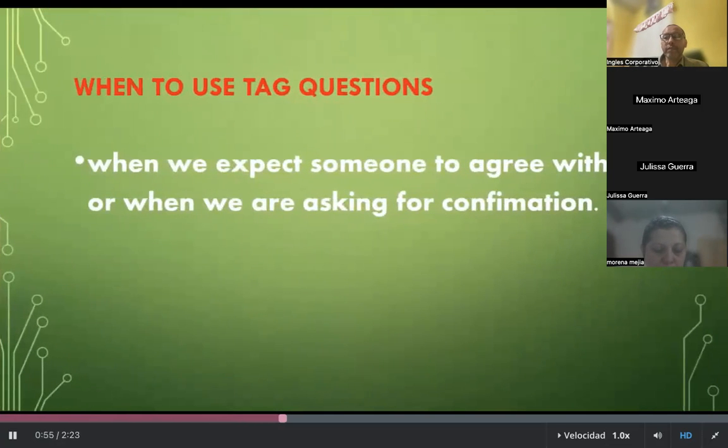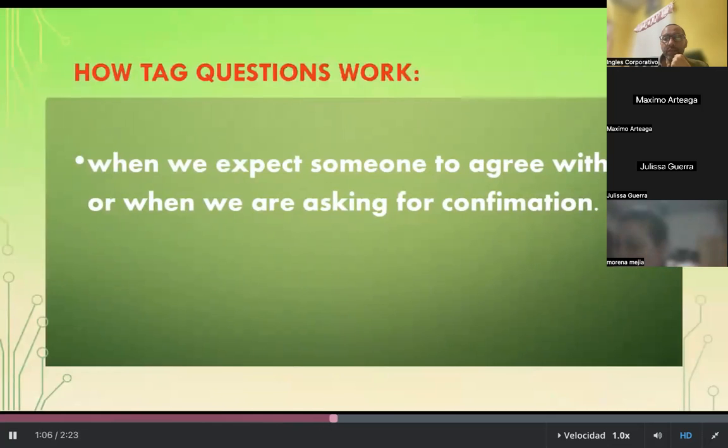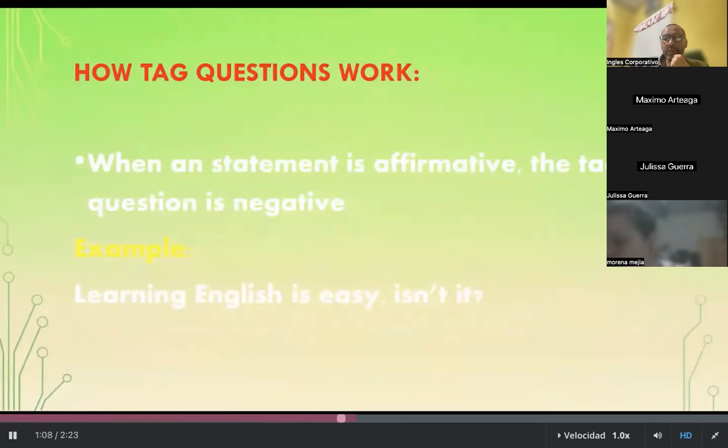I will begin the explanation telling you when to use tag questions. We use tag questions when we expect someone to agree with us or when we're asking for confirmation. This is how tag questions work. When a statement is affirmative, the tag question is negative. For example, learning English is easy, isn't it? Learning English is our positive statement. And isn't it is our tag question in negative.